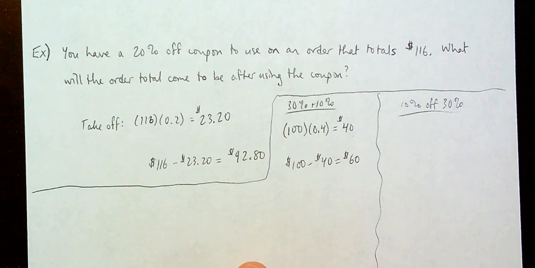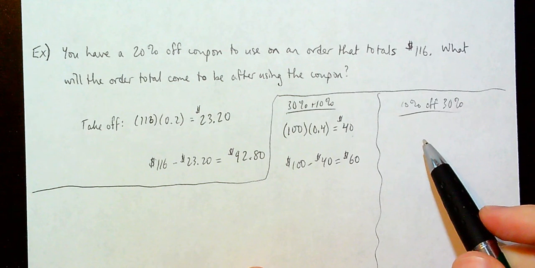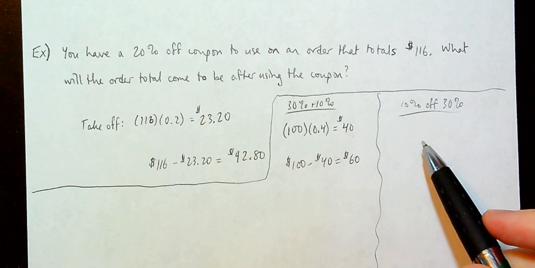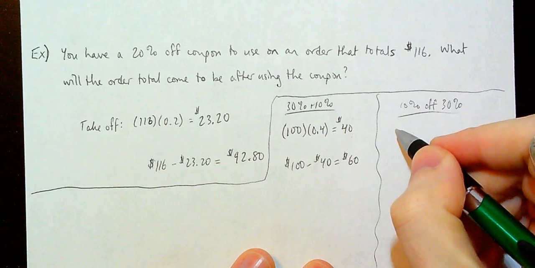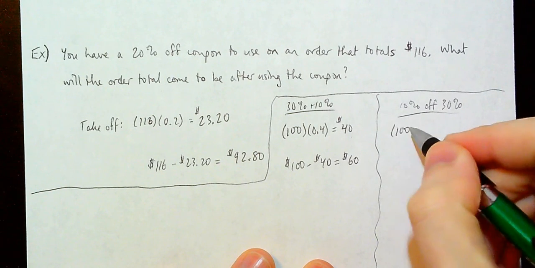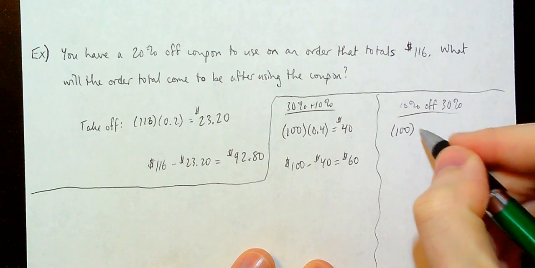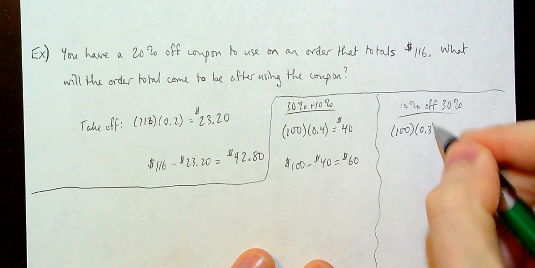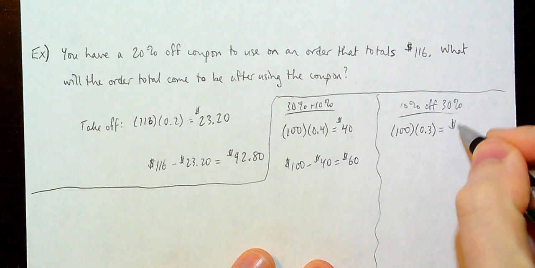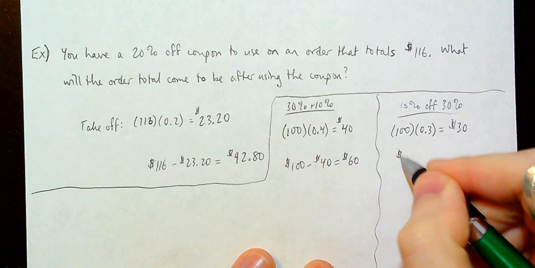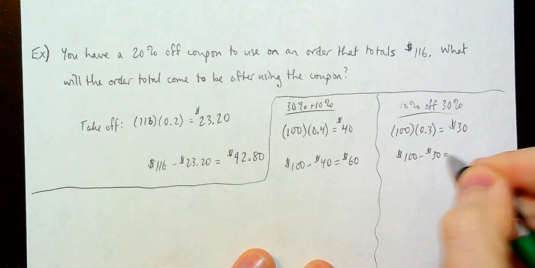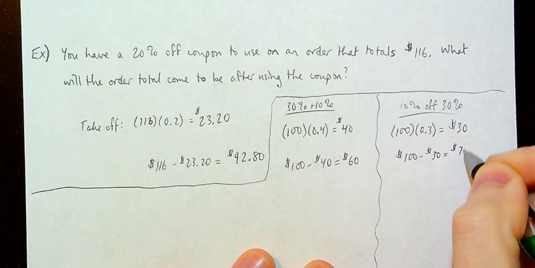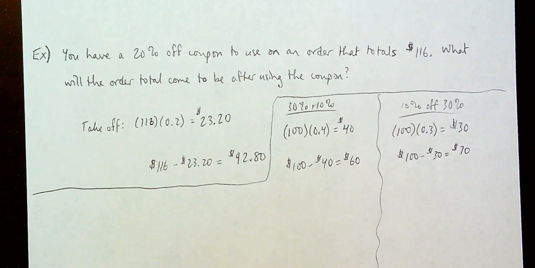All right, let's do it the second way now. I'm going to take the 30% off of the $100 piece of clothing. So I'm doing 100 times 0.3. That gives me $30. $30 off of that 100 gets me $70. Okay.